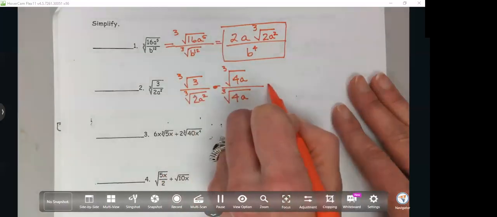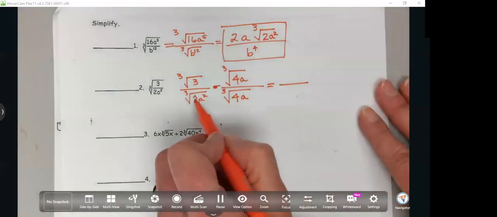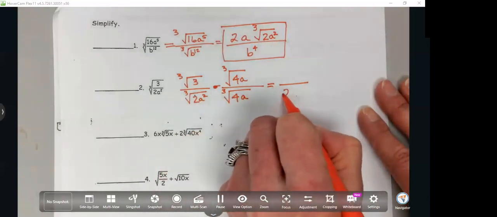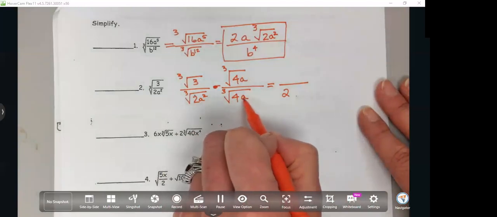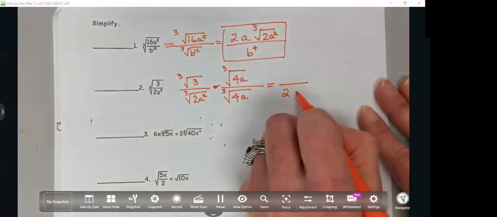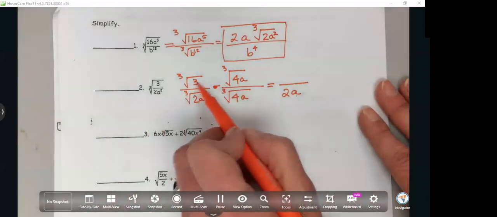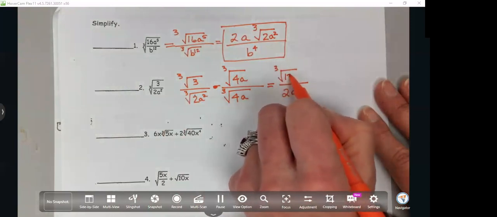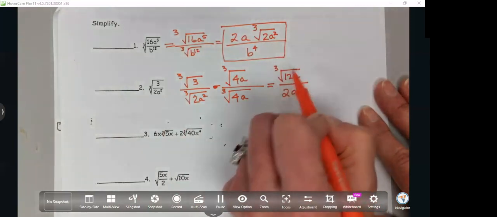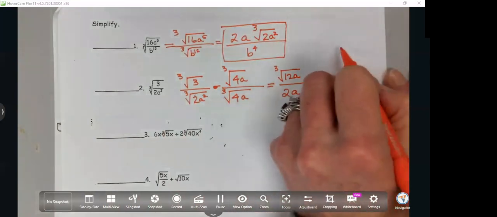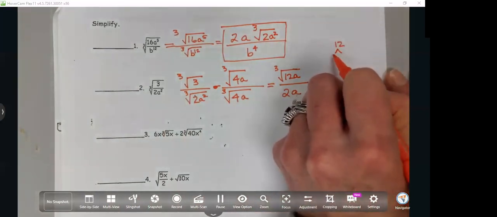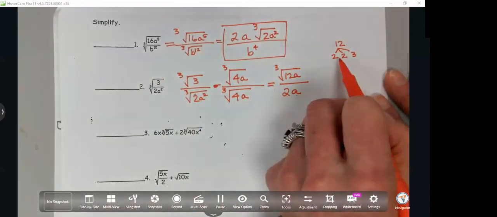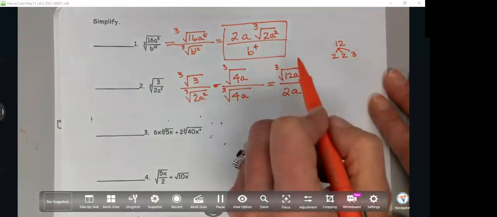4a cube root. Now, when I multiply these out, 2 times 4 is 8. The cube root of 8 is 2. A squared times a is a cubed. Cube root of a cubed is a. Done. Now I can multiply these and I get the cube root of 12a. Now, can I simplify 12? Well, 12 I can write as 2 times 2 times 3. There's not 3 of a kind, so that's as simplified as it gets.